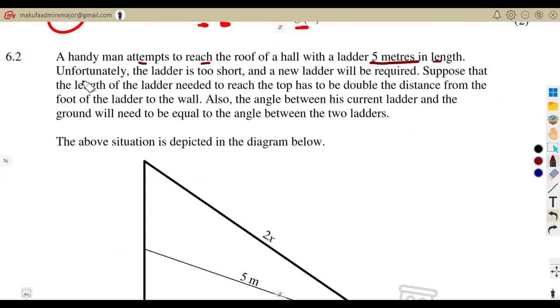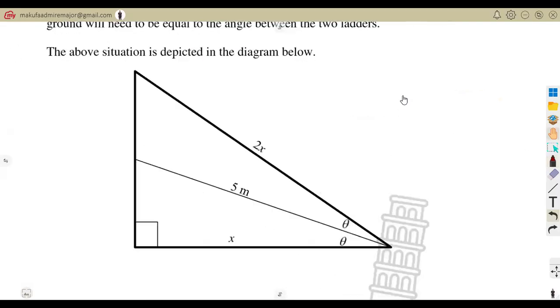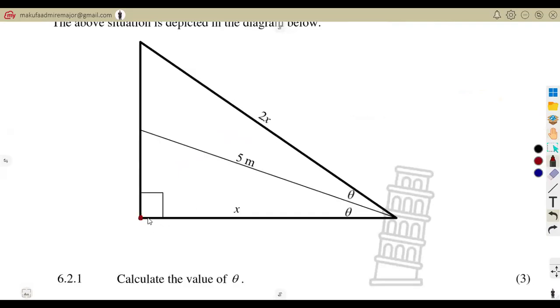So unfortunately, the ladder is too short, and a new ladder will be required. Suppose that the length of the ladder needed to reach the top has to be double the distance from the what? From the foot of the ladder to the wall. It has to double the distance here from the foot to the ladder. This is the distance from the foot to the ladder like this. So they are going to call it x. Let's say it's called x.